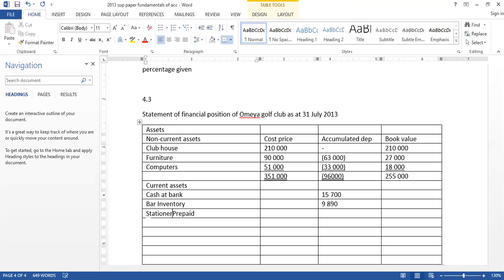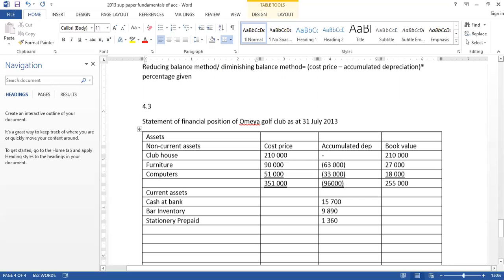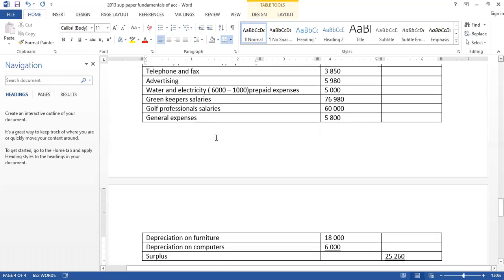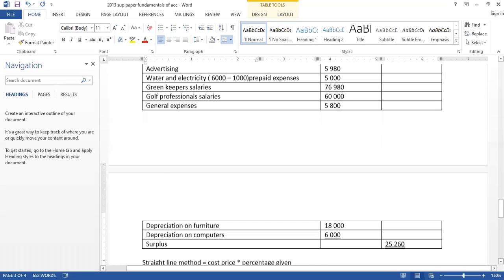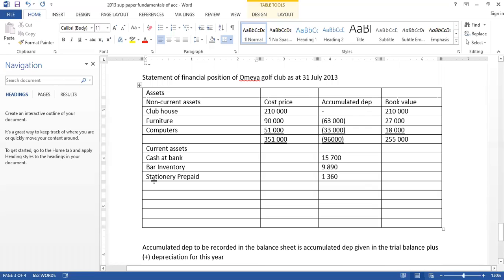So stationery prepaid is 1,360. And then you have water and electricity again, I think. What other prepaid? Yeah, water and electricity prepaid. I think this would be much better. And then you have water and electricity prepaid.